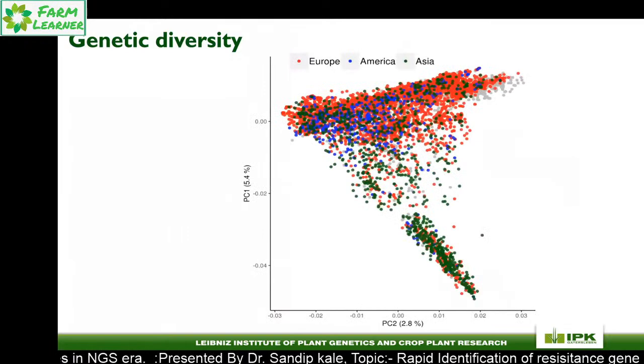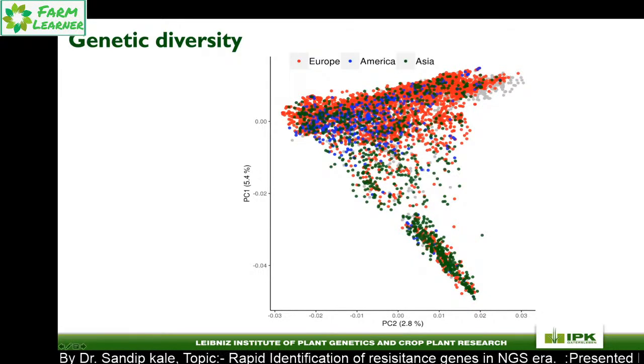Yeah, and the first use of this SNP data is to study the genetic diversity. There are different methods available for studying the genetic diversity. One of the widely used methods is principal component analysis. And here you can see the principal component analysis plot for around 6,000 samples. Each dot is one sample, and I have colored them based on the different geographic origin.